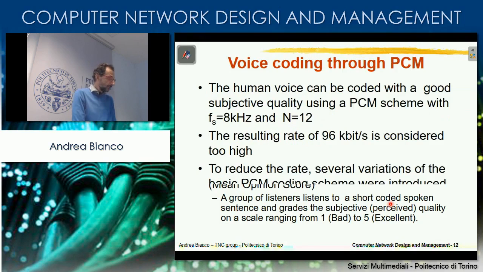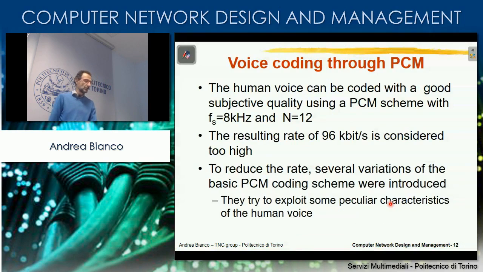This is a summary of what's happening in the so-called PCM. With 12 bits, you will get 96 kilobits per second. This has been standardized, but this has also been considered to be too high quality. And the point, from now on, in this type of coding, is not to improve the quality of the speech. We can do that. The goal here is to reduce the bitrate while maintaining a good perceived quality.